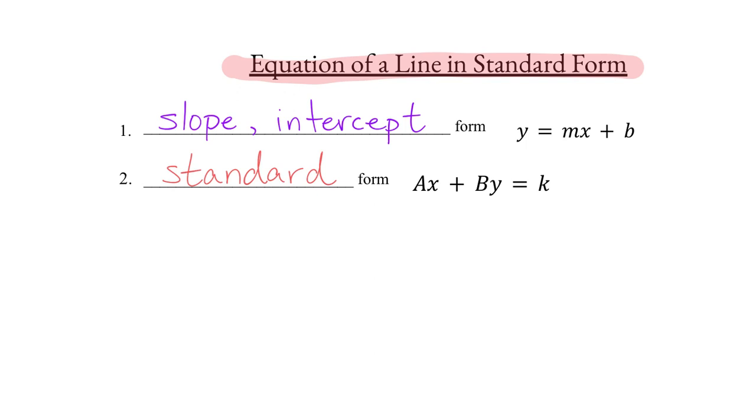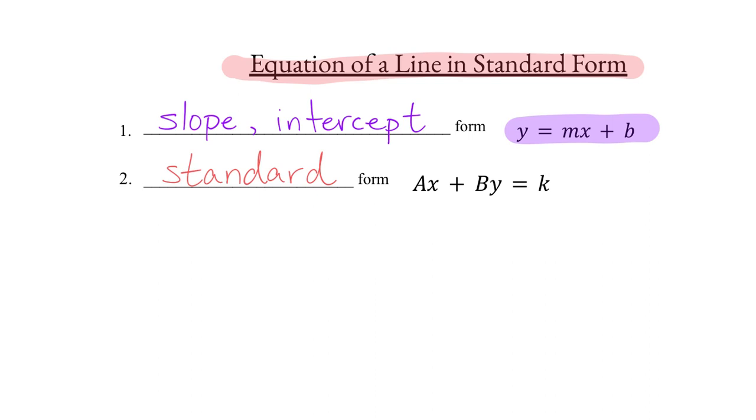And so what I've put on the screen right now are your two main forms for the equation of a line. That being, you see the one identified in purple, the one that you should be comfortable with, slope-intercept form, that is y equals mx plus b.